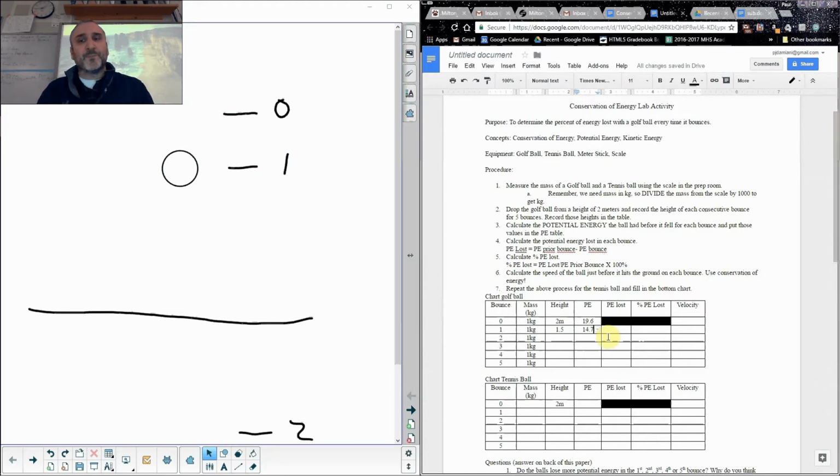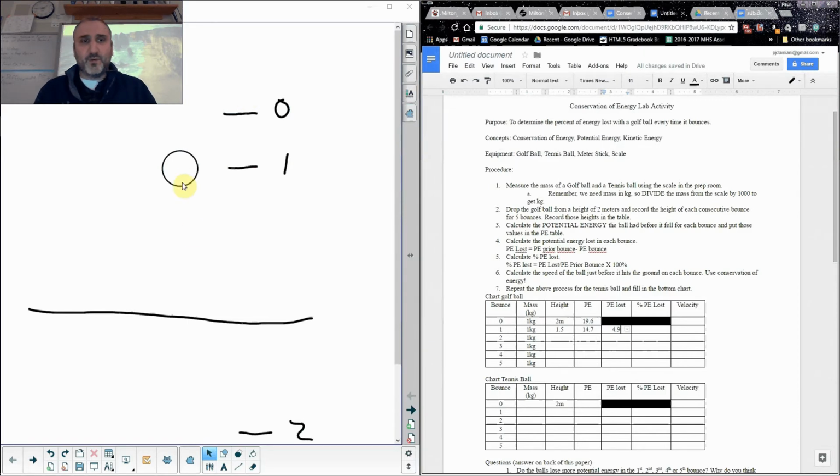Well, now here's the trick. I started out with 19.6 joules, now I have 14.7. So how much energy have I lost? And I blacked this out because you don't lose anything from the original height, but you lose energy in that first bounce. So now I get to subtract, and it says here, calculate the potential energy loss in each bounce. Well, PE loss is PE of the prior bounce minus the PE of the bounce. PE that you started with, 19.6, minus the PE of the first bounce, which is 14.7. So 19.6 minus 14.7, that means I lost 4.9 joules. I hope that makes sense.